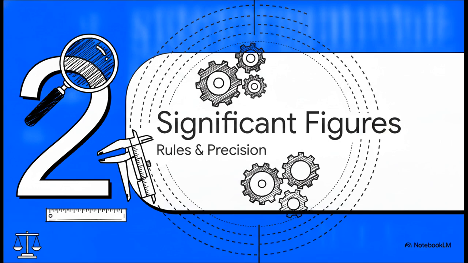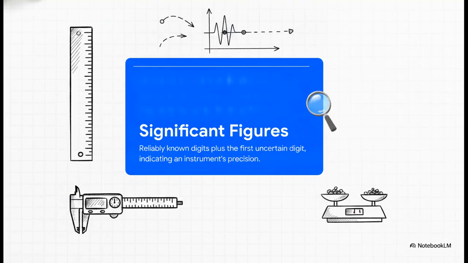Moving right along to Section 2, Rules of Significant Figures. Look, I know significant figures can be a massive headache for students, but they are incredibly critical. They basically act as a tracking system for the precision or the least count of whatever measuring instrument you're using. They tell us exactly how confident we are in a specific measurement. It's just all the digits we know for sure, plus one final digit that acts as our best estimate.